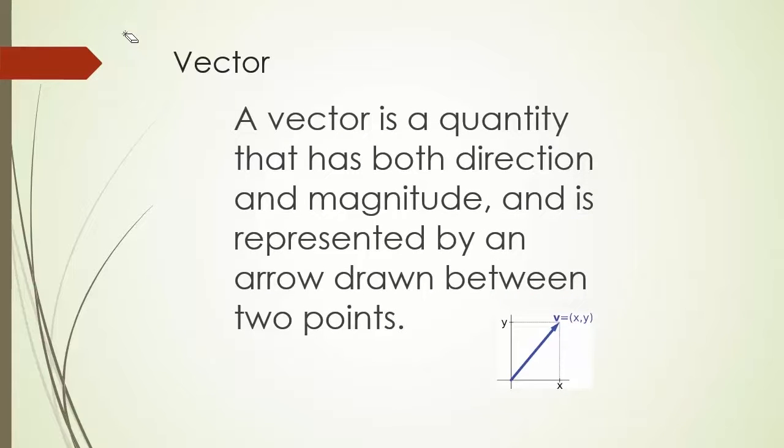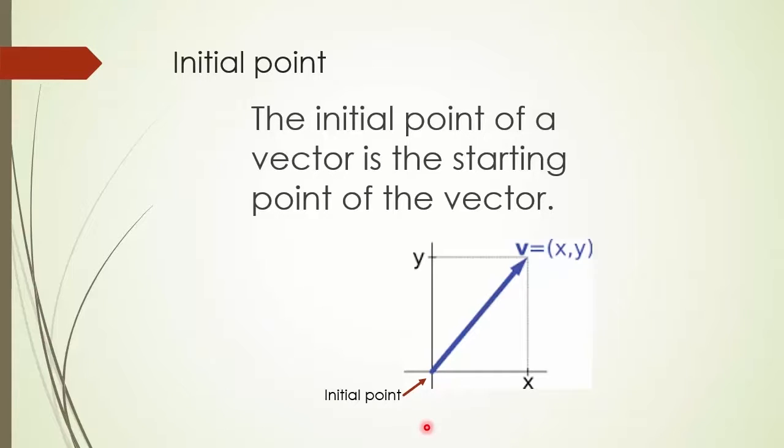Vector. A vector is a quantity that has both direction and magnitude and is represented by an arrow drawn between 2 points. The notation for a vector looks like this, where we have our 2 points A, B, and right above that a half arrow to show that this is a vector. Initial point. The initial point of a vector is the starting point of the vector, and this is pretty important to know because when we start talking about component forms, we want to know what the initial point is. In this case over here, this is the initial point.